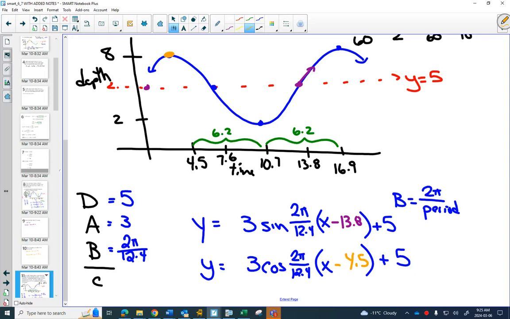So you were hired to find an equation. Now you can use this equation to figure out anything. Someone's like, I'm arriving tonight at 9:30 p.m. Will the water be deep enough for my boat? My boat goes 5 meters underwater. Well, you can just plug things in and say whether you're going to be fine or not.